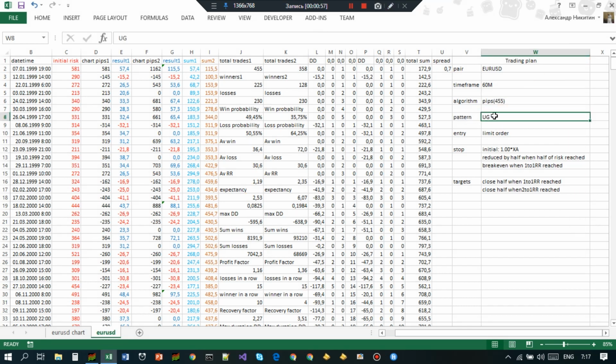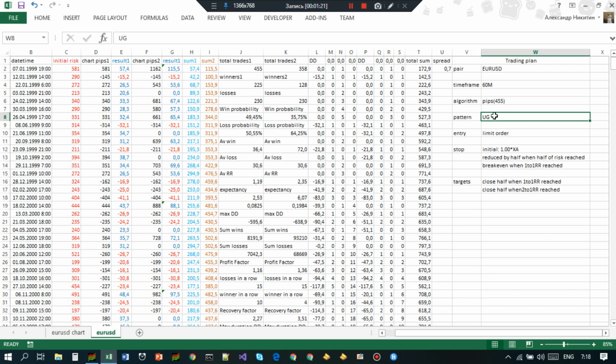Patterns is the unified Gartley. This time I isolated the patterns. In the majority of my videos you may remember that I was backtesting unified Gartleys and ciphers together. They are my favorite patterns, but in this backtest I isolated one pattern. I will do a similar one for ciphers.